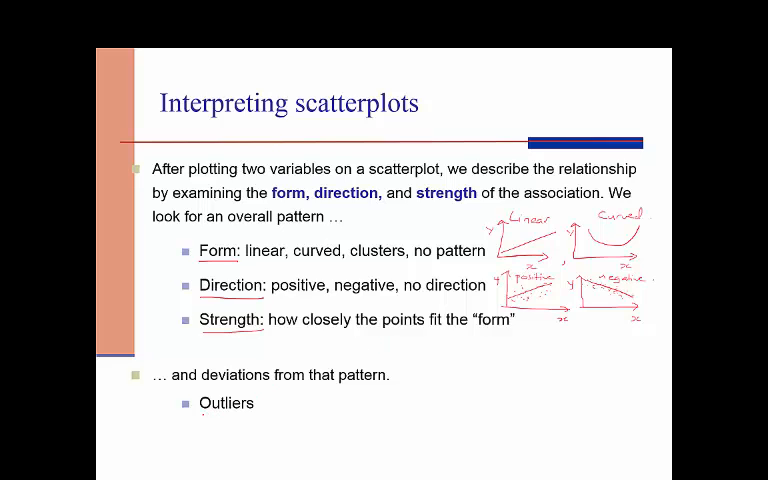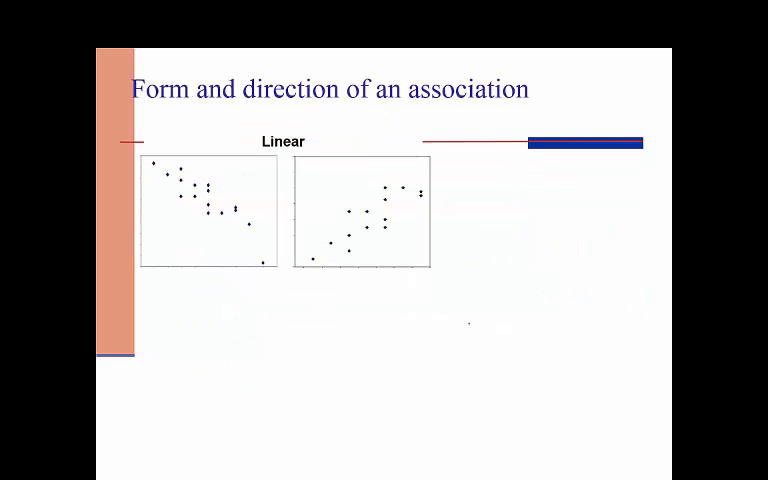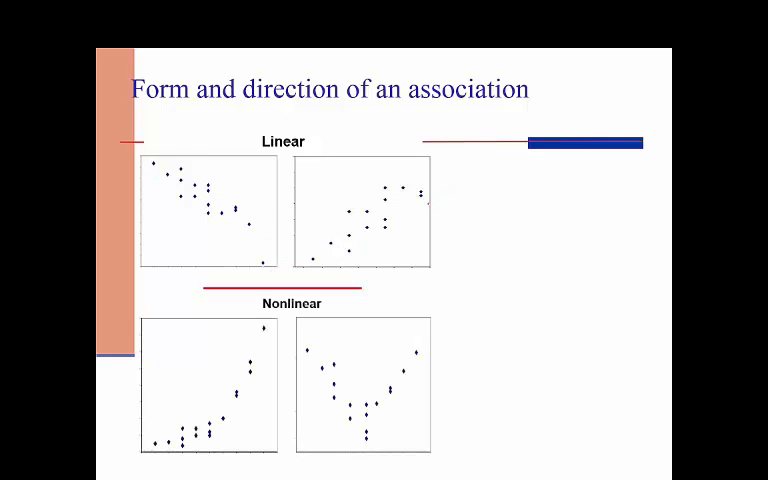Okay, and we'll talk a little bit about outliers. There are a couple of points that are very much farther away from the rest of the trend. Okay, so when we're talking about linear relationship, you can see this is a negative linear relationship and this is a positive linear relationship. You can also have non-linear relationships, right?